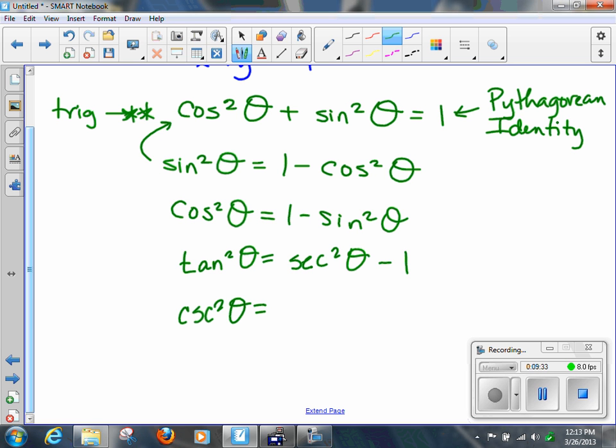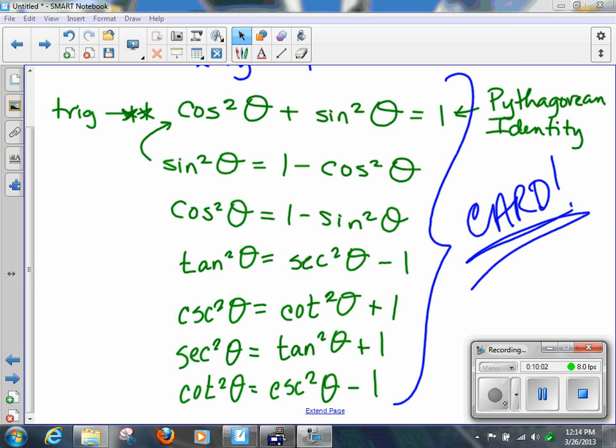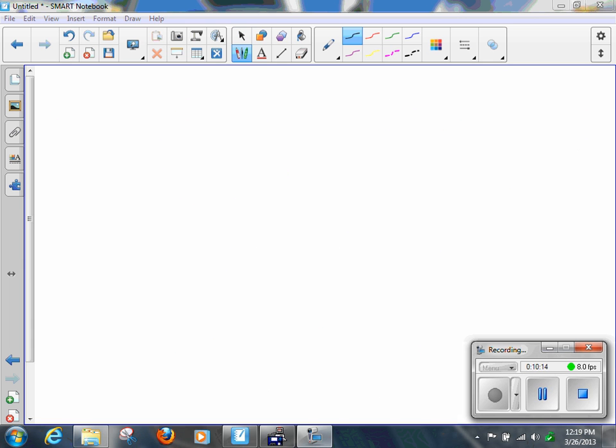Cosecant squared theta is equal to cotangent squared theta plus 1. So we got secant squared theta, which is tangent squared theta plus 1, and cotangent squared theta is equal to cosecant squared theta minus 1. Now, all of those go on your card. You must have this in your notes and on your card, and you need to double and triple check to make sure that you have everything correct first.